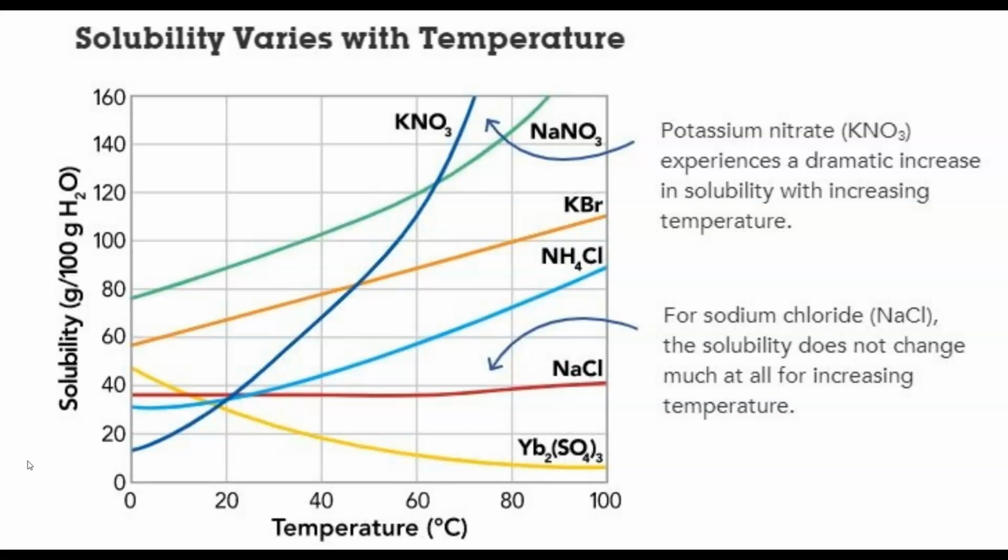Okay, so salt solubility doesn't change a lot with temperature, and then very occasionally with solid things, like if you look at that bottom line, I think it's yellow, I can't tell, but ytterbium sulfate, notice that as it gets warmer, its solubility actually decreases, which is actually kind of different for solid things.